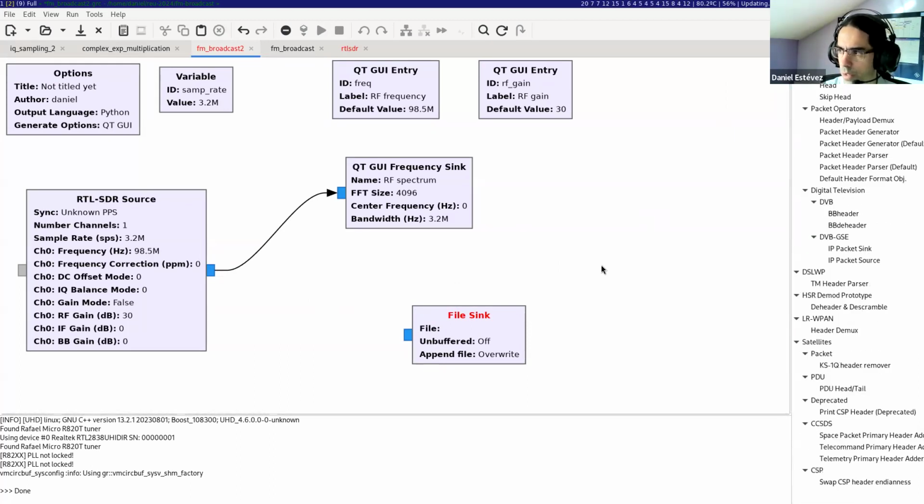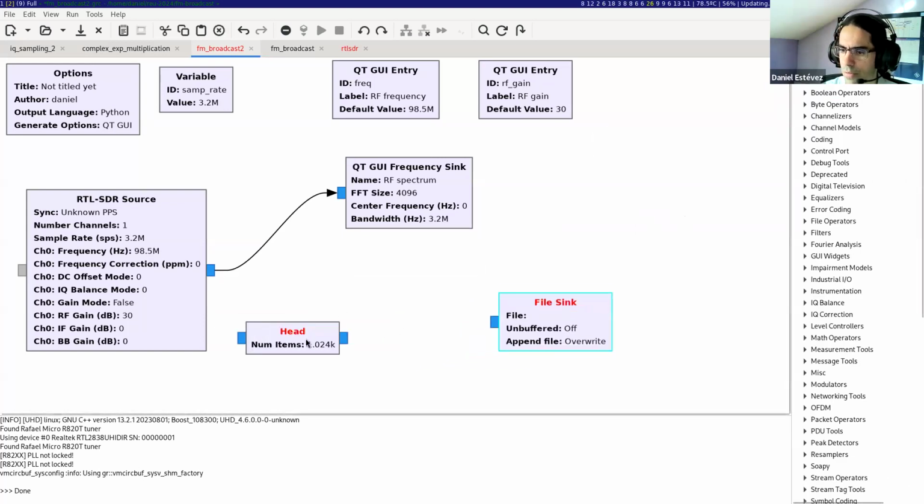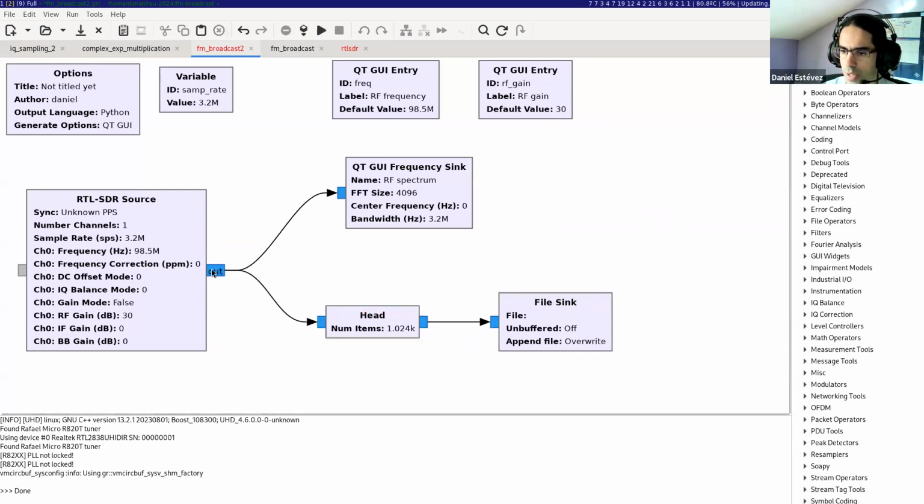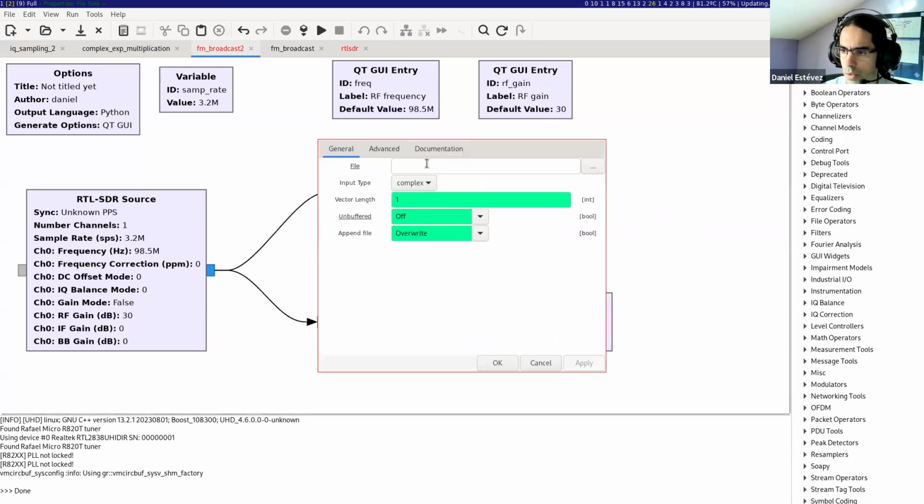So often we want to limit the number of samples we record to file. So for example, in this case, we want to make a 10-second recording.